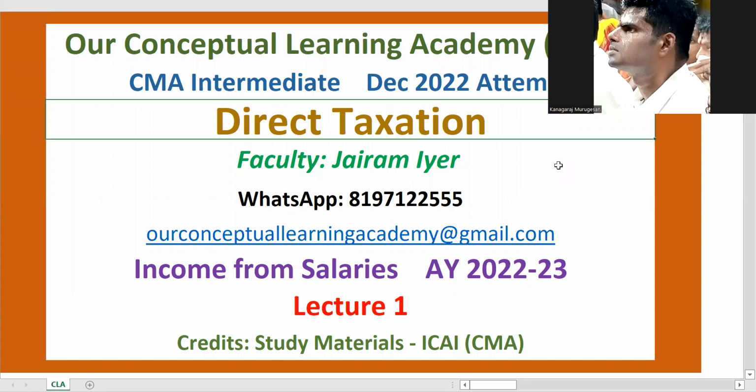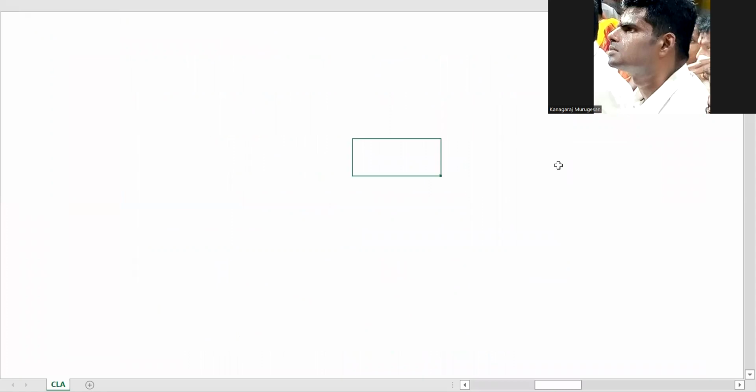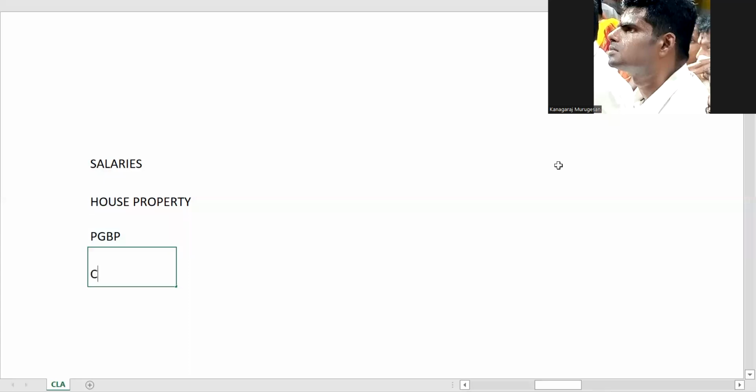So basically, as we know, in income tax, we've got 5 major heads. All incomes come under these heads. First one is salaries. Second one is income from house property. Third one is profits and gains of business or profession. Next is capital gains and income from other sources. These are the 5 heads. So whatever be your income, it will be classified as one of these 5 always.